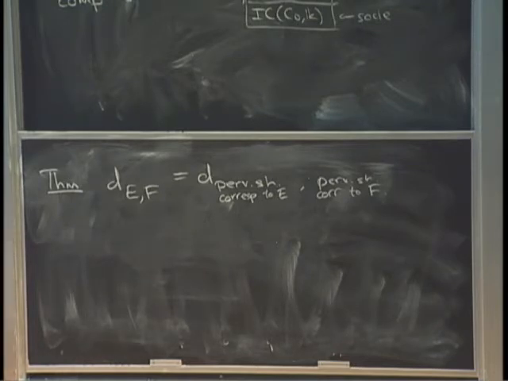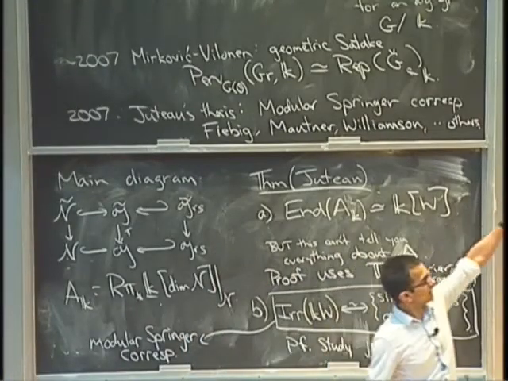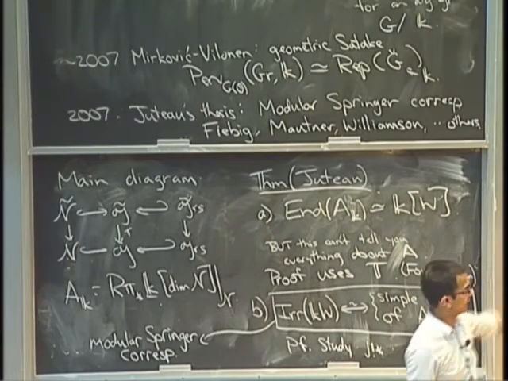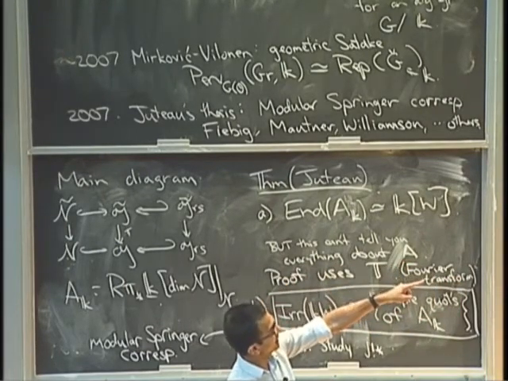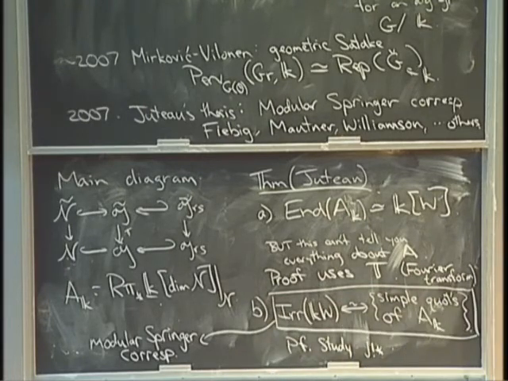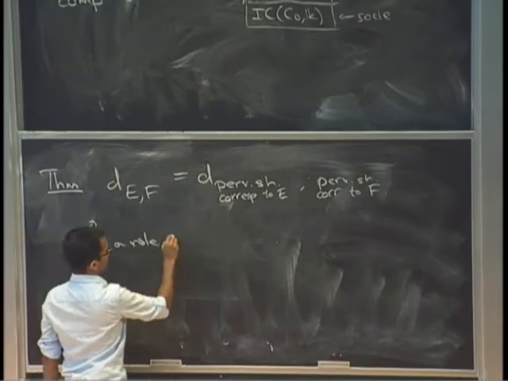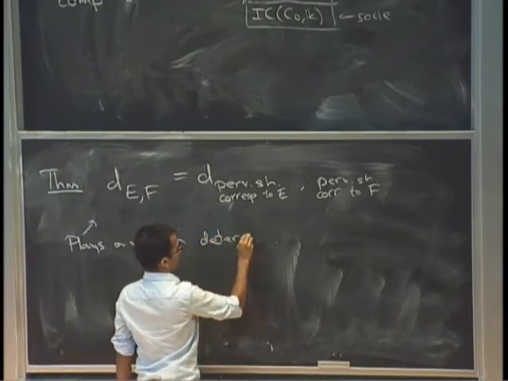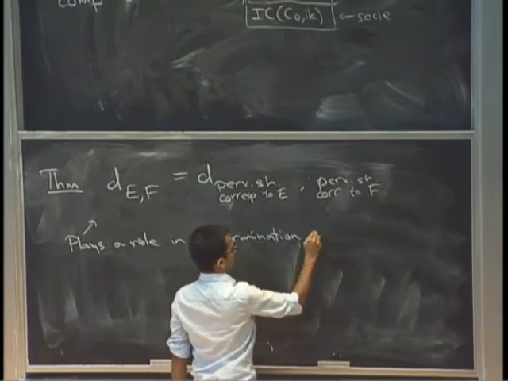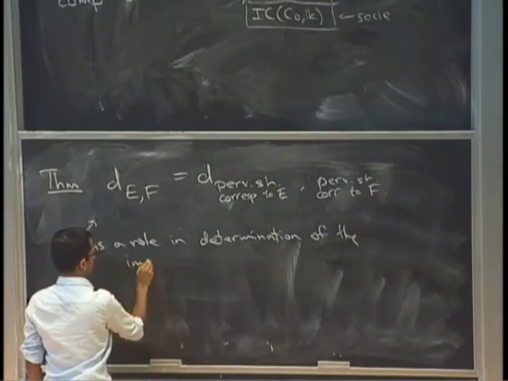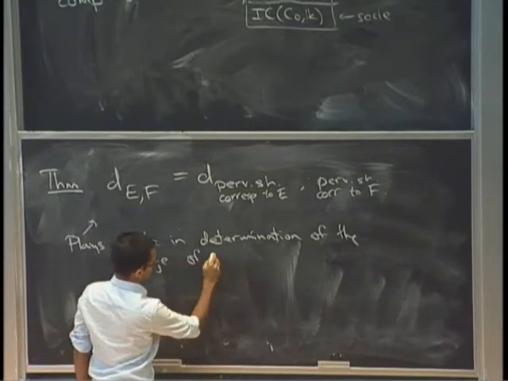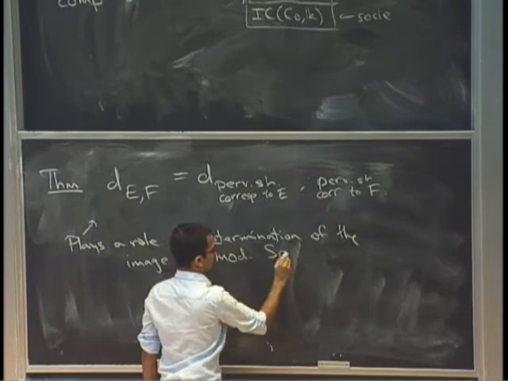And going the other way, at some point you want to do some computations. You want to know what's actually in the image of the modular generalized Springer correspondence. What perverse sheaves do you get? And for GL2, we computed it. You can see the unique simple quotient up on that top board still. But basically, this plays a role in the determination of the image of the modular Springer correspondence.